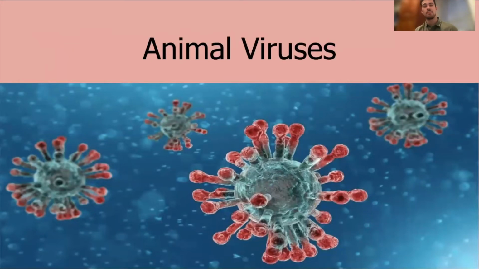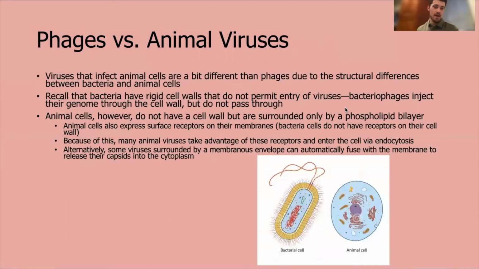Okay, so we've been talking about bacteriophages for most of this. We're going to focus on animal viruses, and then we'll talk about other infectious agents really quickly at the end of the lecture. So we will continue on. Phages versus animal virus. And phage, if I haven't explained it already, is just a shortening of the word bacteriophage. They both mean the same thing.